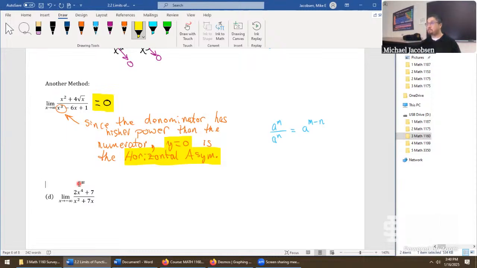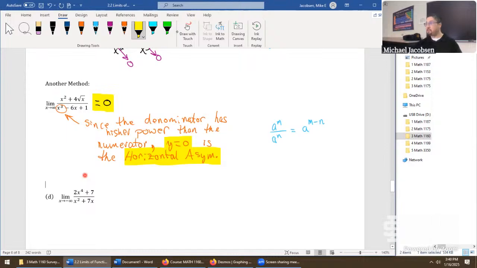It would be infinity, absolutely. Here, the numerator is of higher degree than the denominator. That means as x gets larger and larger, that term right here, 2x^4, controls this whole thing, and that part goes to infinity as well. So if you just wrote equals infinity, that's a totally fine expression for this one as well.